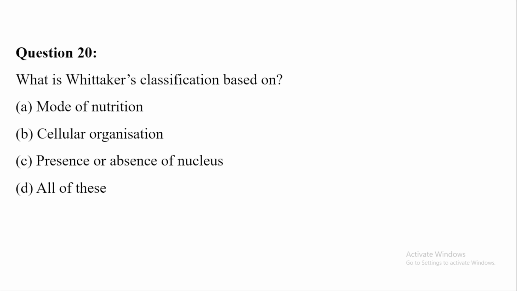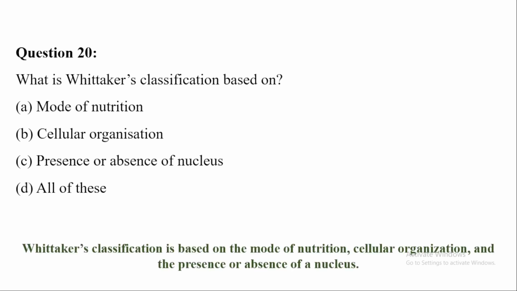Yes. Whittaker's classification is based on the mode of nutrition, cellular organization, and the presence or absence of nucleus. I have explained presence or absence of nucleus: we divide organisms into prokaryotes and eukaryotes. Prokaryotes do not have a nucleus and eukaryotes have a nucleus. Cellular organization I have also told you, unicellular and multicellular. Mode of nutrition I haven't explained yet, I'll explain it in the subsequent slides. It concerns whether the organism takes carbon dioxide as the carbon source or an organic compound. Those things were also considered when Whittaker was classifying the organisms.